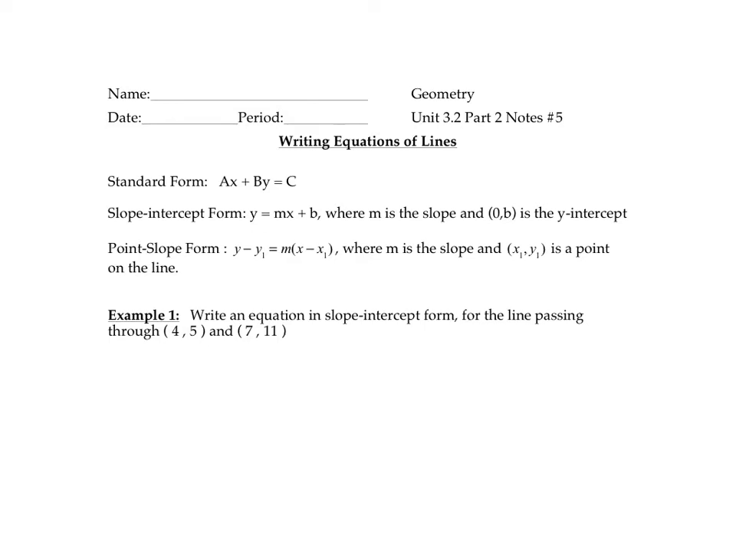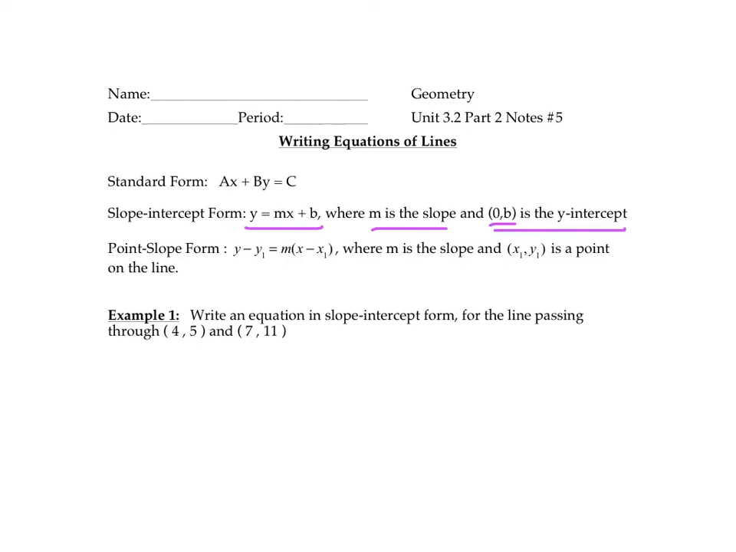Another form in which we can write the equation of a line is slope-intercept form, and this one is probably the one with which you're the most familiar. It's y equals mx plus b, where m is the slope and b is the y-intercept. Now, I wrote it as (0, b) because the x value would be 0 and then you'd have your y-intercept.